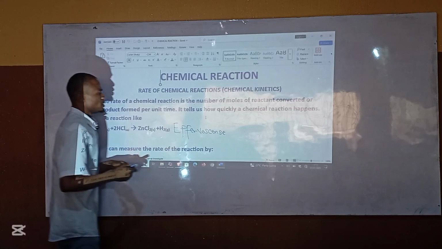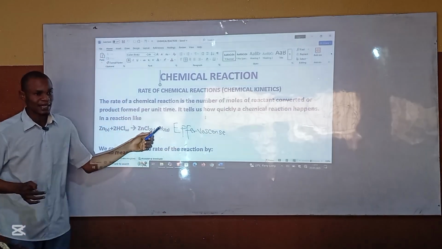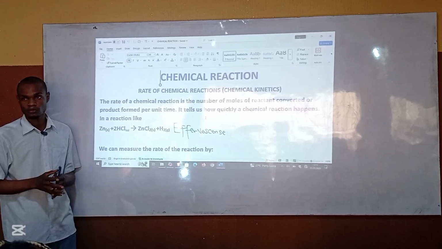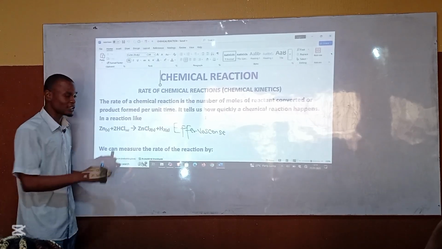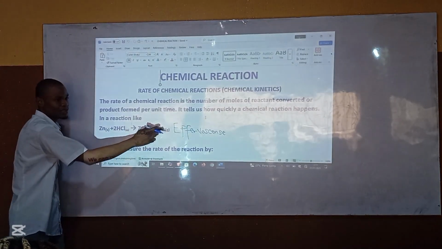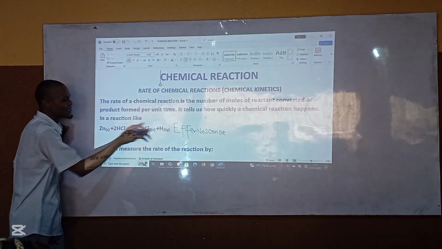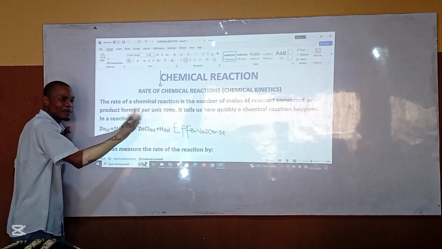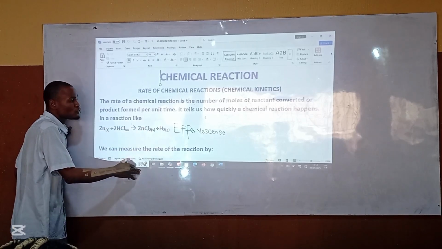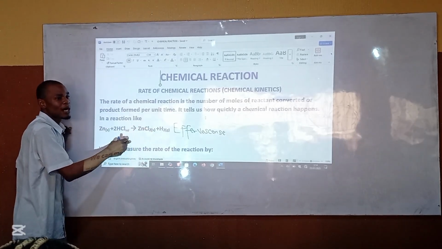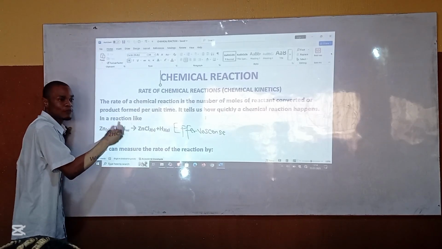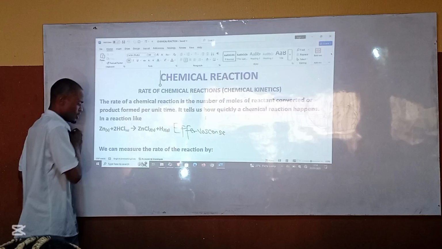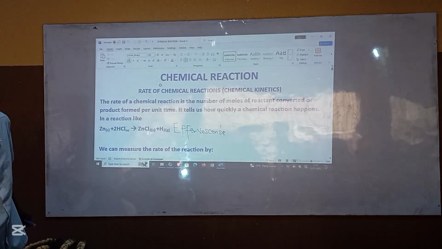So now liberation of this hydrogen gas is called what? Effervescence. It is the liberation of gas from a solution or from a chemical reaction. So now hydrogen gas will be liberated. I can make this hydrogen gas be liberated within a short time, and I can also make it be liberated within a longer time. It depends on how I apply some things that will make it fast, and those that make it fast are called factors affecting rate of chemical reaction. But that's our target for today.